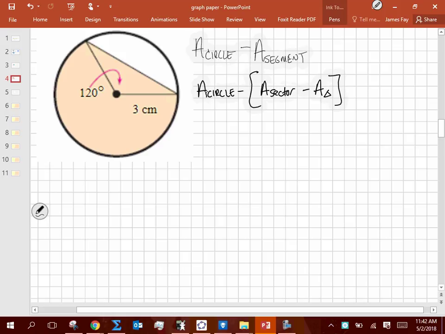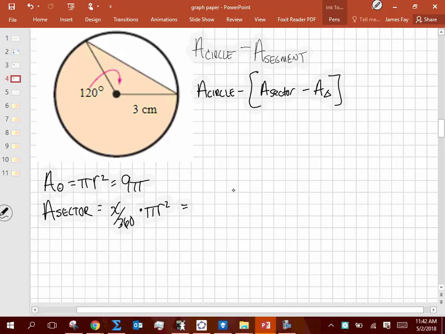So let's find the area of the circle. What would the area of this circle be? It'd be 9 pi, right? Pi r squared with r being 3 gets 9 pi. All right. Let's find then the area of the sector. Remember, the area of a sector is x over 360 times pi r squared, right? Well, what's nice about that, do I already have pi r squared for this circle? I've got 9 pi already, right?